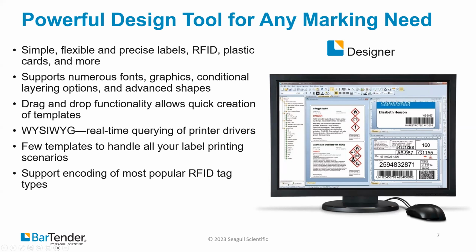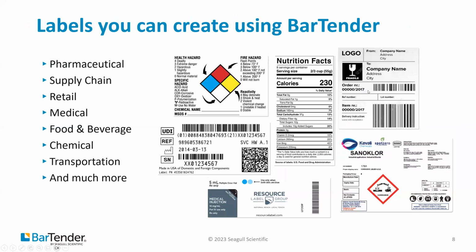Now, you might ask yourself, well, Roberto, what labels are you able to create? And I say, any kind. It really doesn't matter what industry you belong to or work in. You would be able to create that label using BarTender. That could be pharmaceutical, chemical, food and beverage, transportation, supply chain. And if I didn't mention your vertical, it is included there because it's much more. And you could see some label examples here. These are labels that you could create using BarTender.